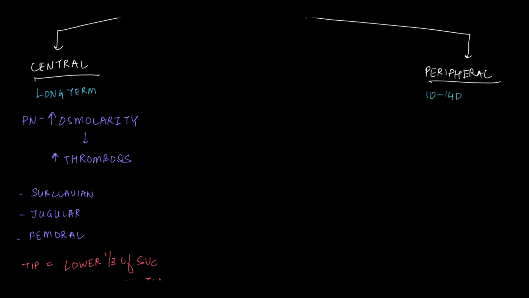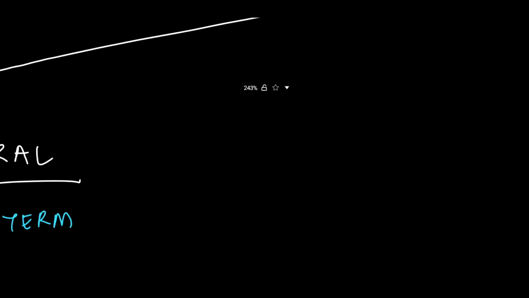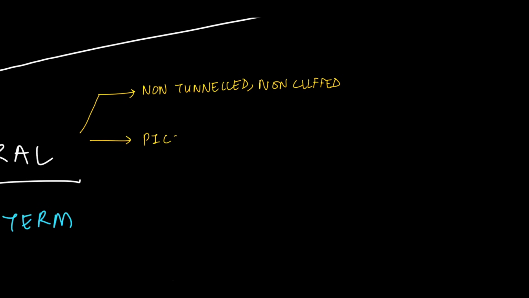So based on this, we have three kinds of central access. One is the non-tunneled and non-cuffed. Next is the peripherally inserted central catheter. And finally, we have the tunneled kind. So non-tunneled, non-cuffed catheters are appropriate for short-term use, and they are associated with the majority of catheter-related bloodstream infections. And second, we have the PICC line.